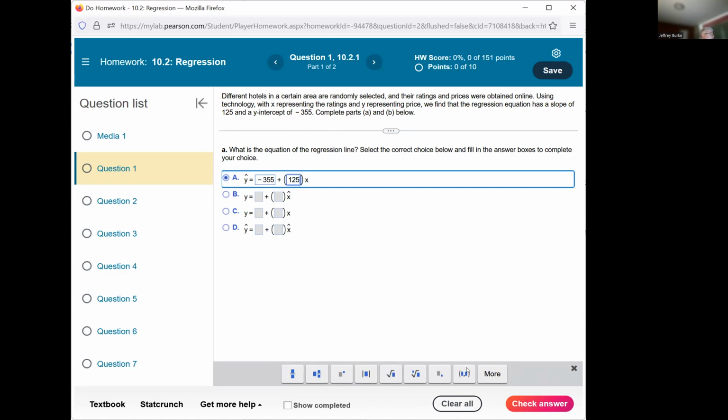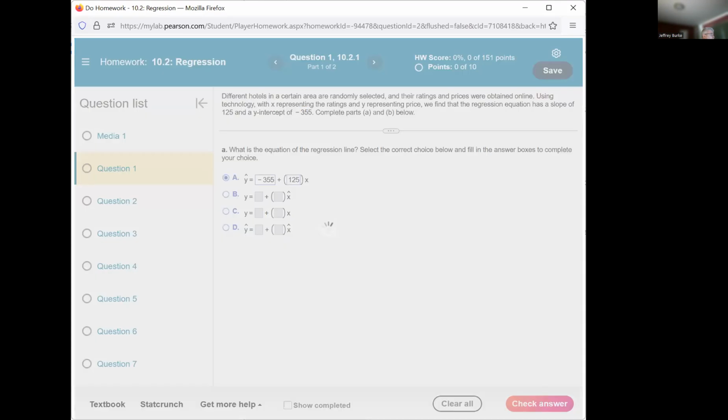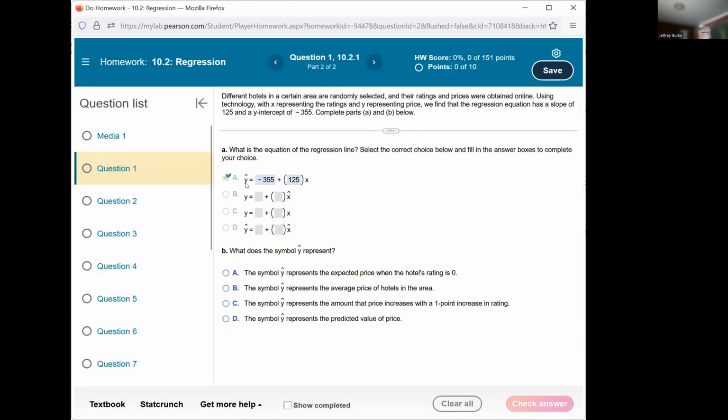I don't think this is going to be x hat, but let me just check to be sure. Okay, yeah. So what they're asking to check there is, this is y hat, not x hat, because you notice all the combinations are like that. That's the only difference between each one, but you choose A. Which does the symbol y hat represent?